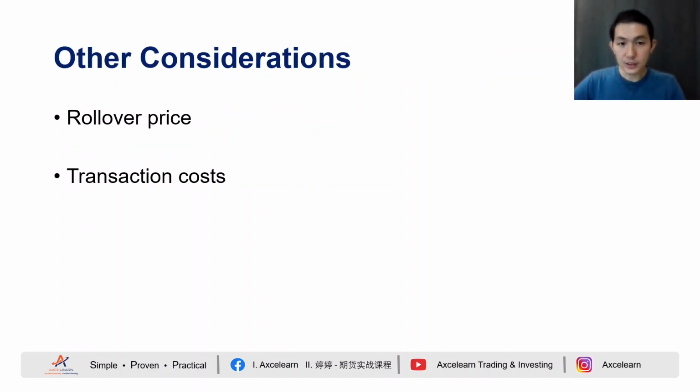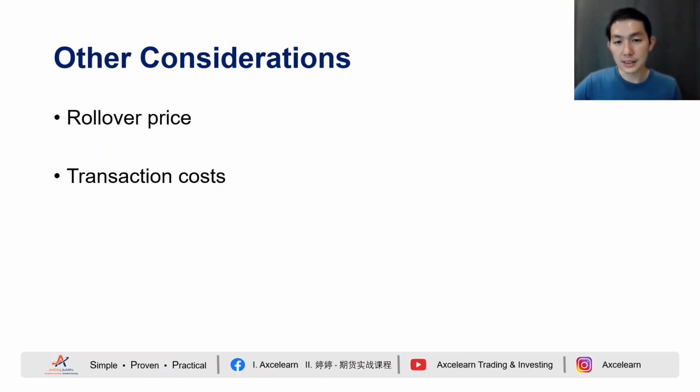There are several considerations when you do rollover. The first thing is the rollover price. Do take note that the new contract month may have a higher or lower price than the existing contract month. And that's okay, because that is just the structure of how the futures market works. Remember, the purpose of rollover is because we believe the market trend will continue in a specific direction. So we do rollover by switching from an expiring contract month to a new contract month.